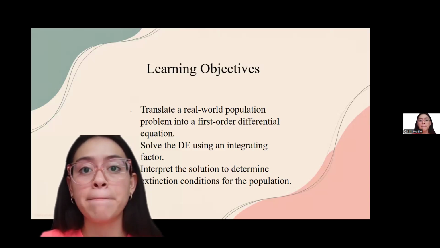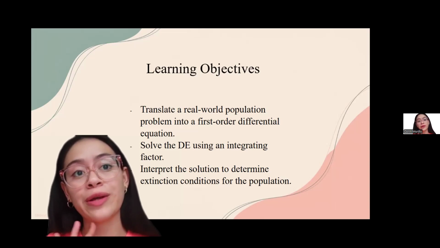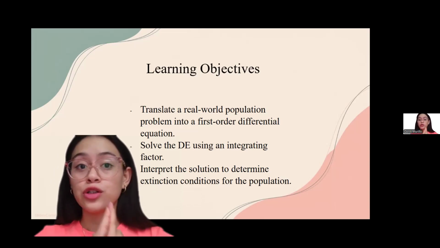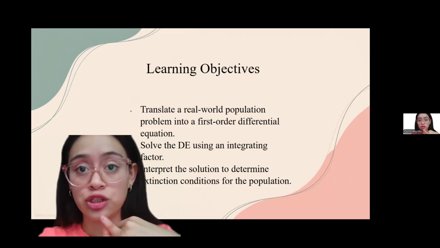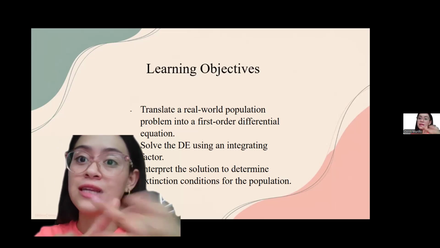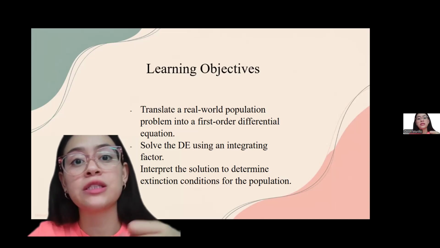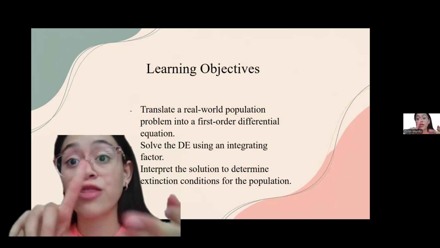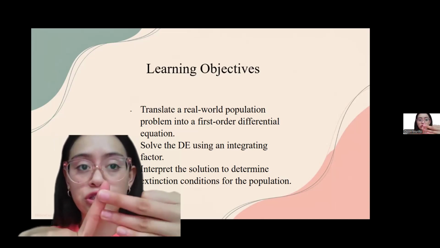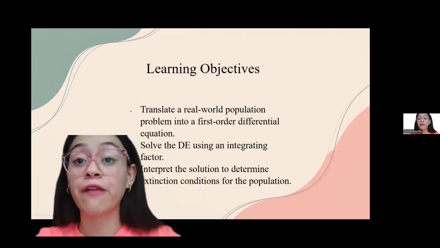Learning objectives. By the end of this presentation, you will know three things. First, how to turn a real world population problem into a math equation. Second, how to solve that equation using something called an integrating factor. And third, how to use the solution to tell if the population will survive or go extinct.